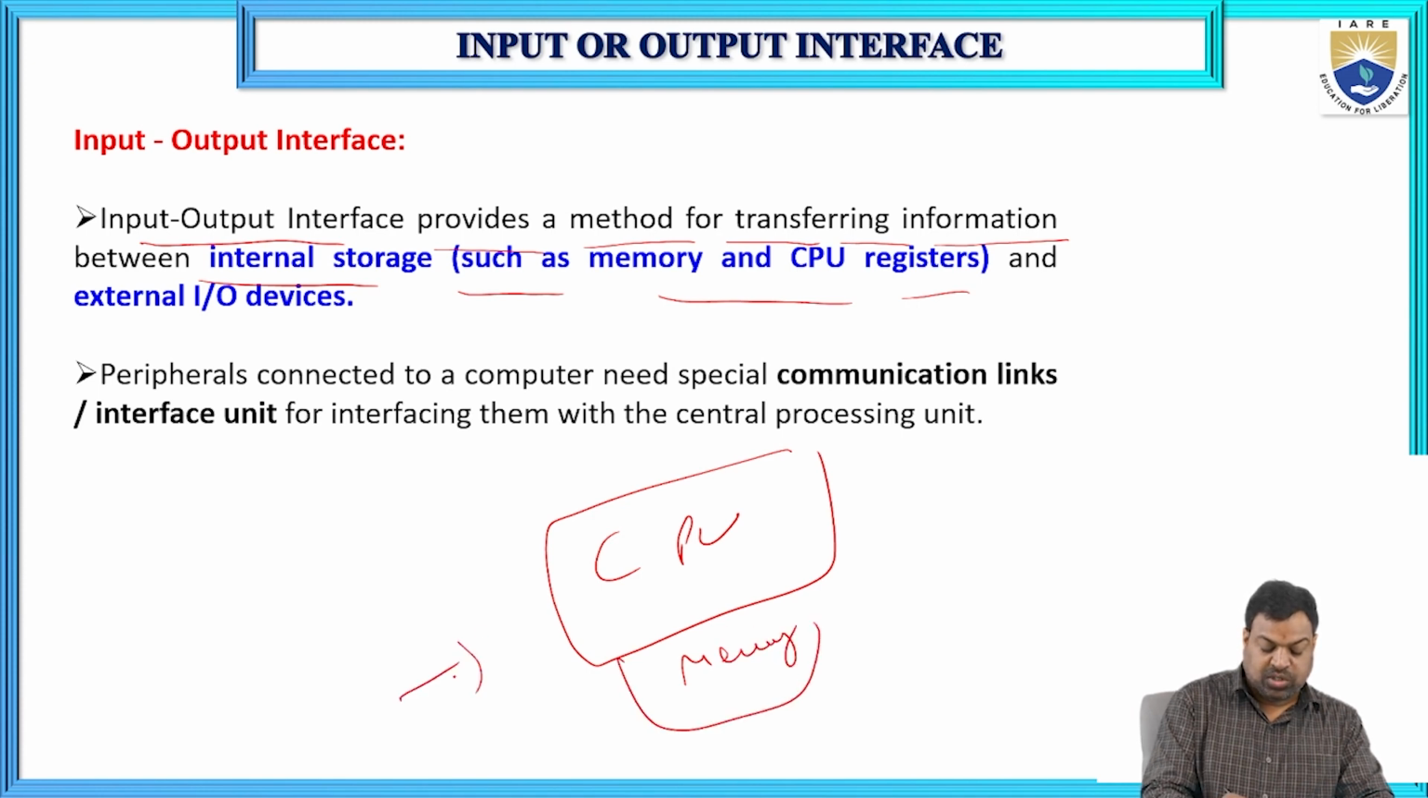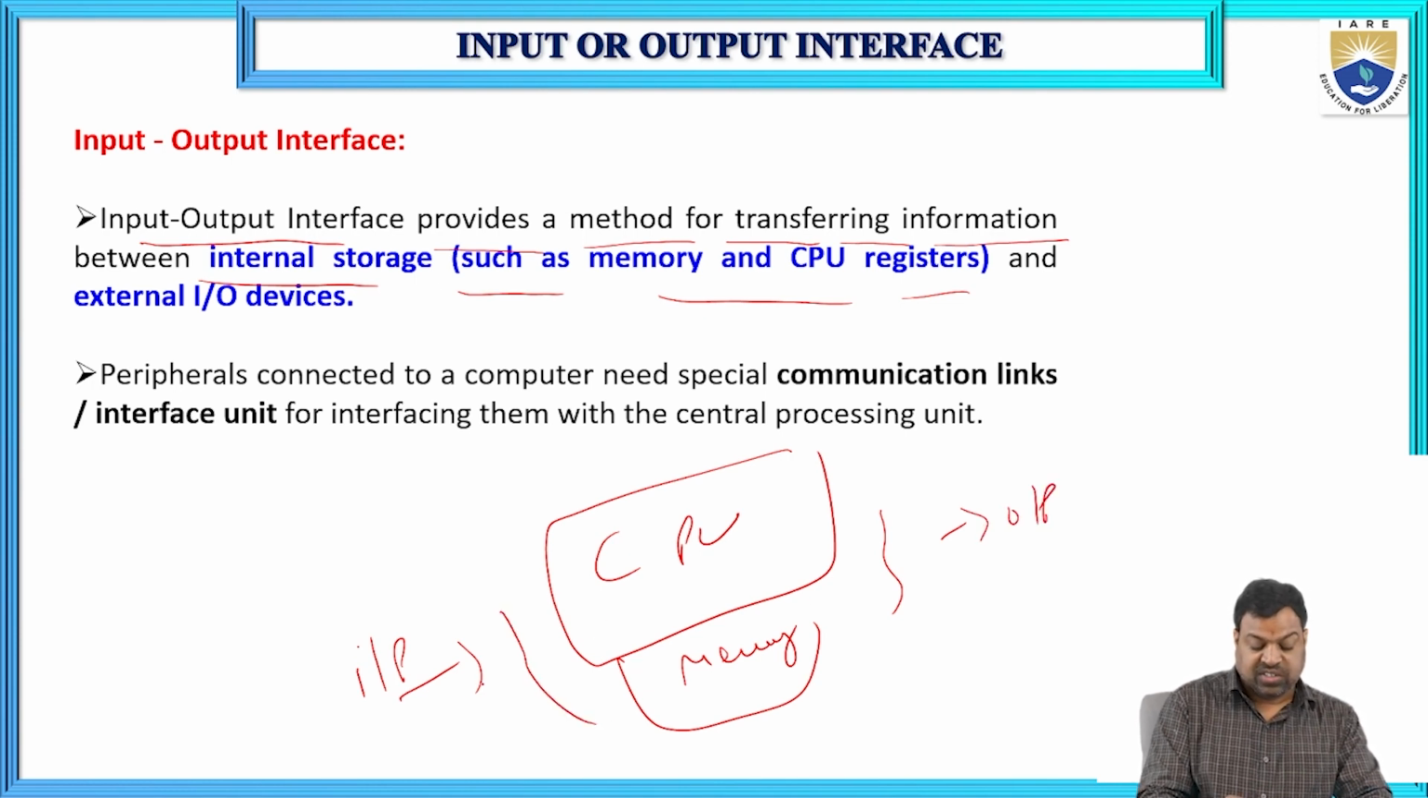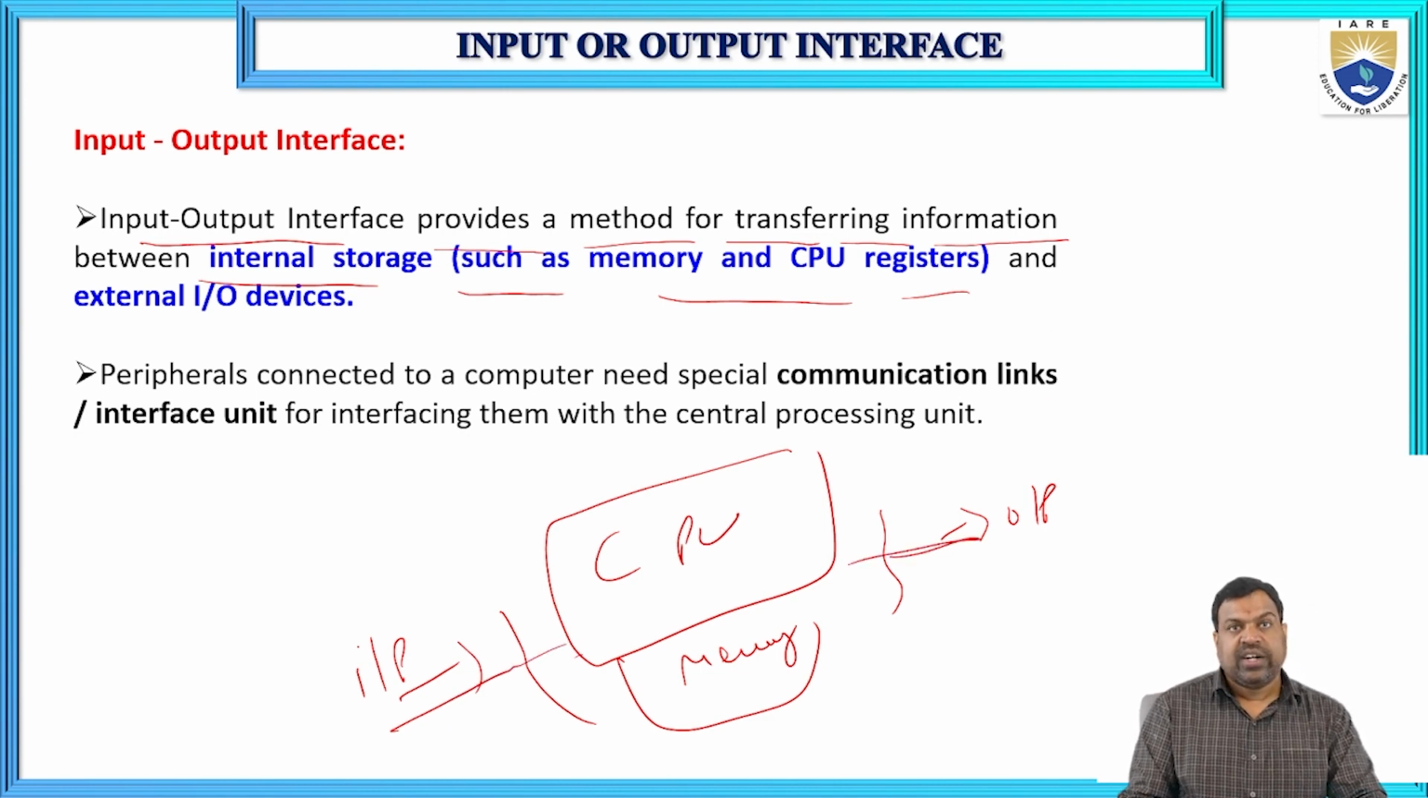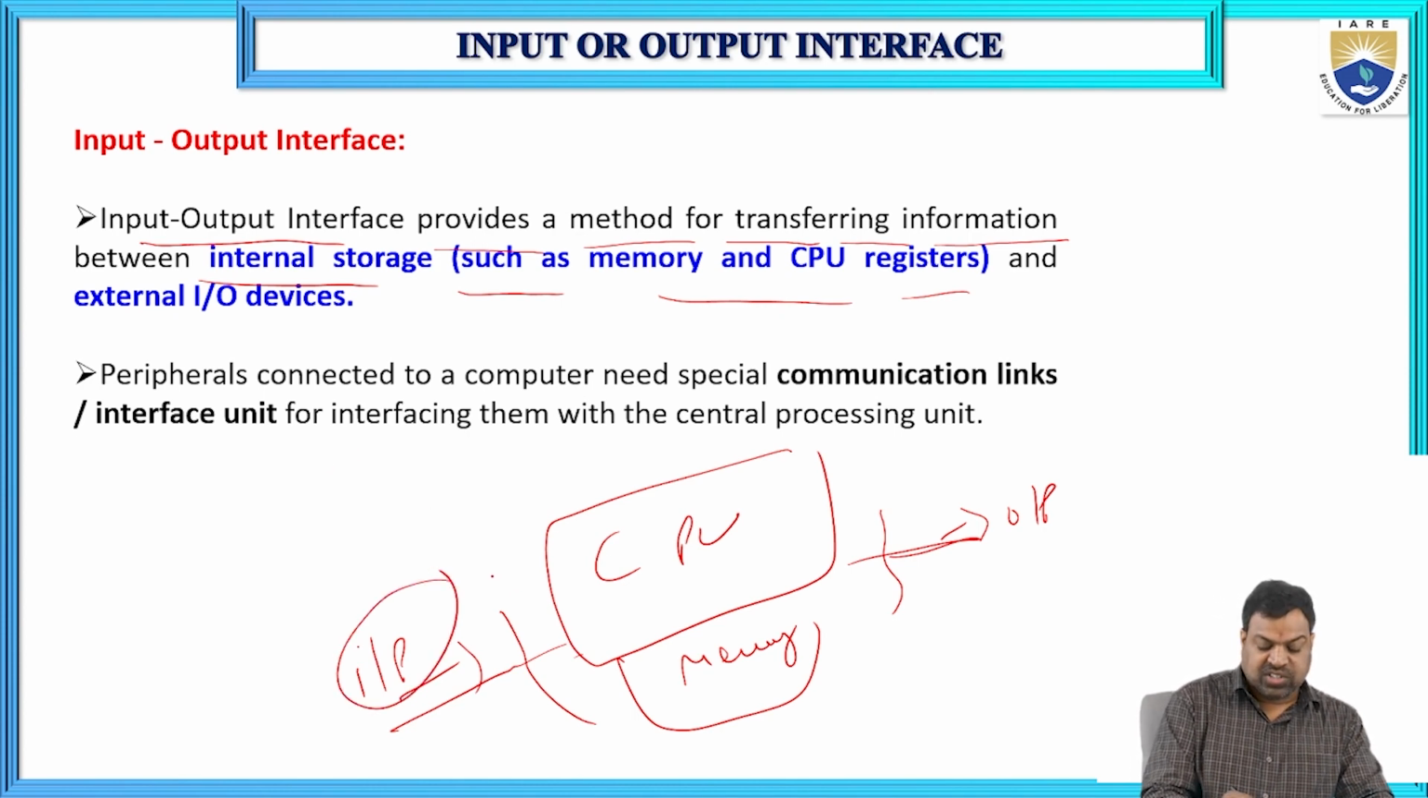So inputs and outputs, these are interfacing. Definitely inputs and outputs are the interface for the CPU. So these are transferring information between the internal storage such as memory and CPU registers and external input output devices. Peripherals connected to a computer need special communication links or interface units for interfacing them with the central processing unit. So what are the peripherals? What we are connecting as input output to the CPU?